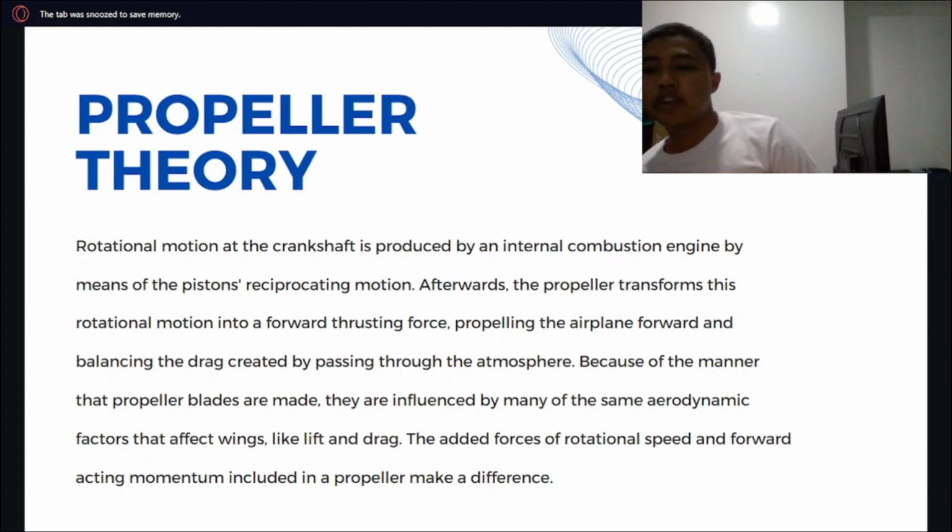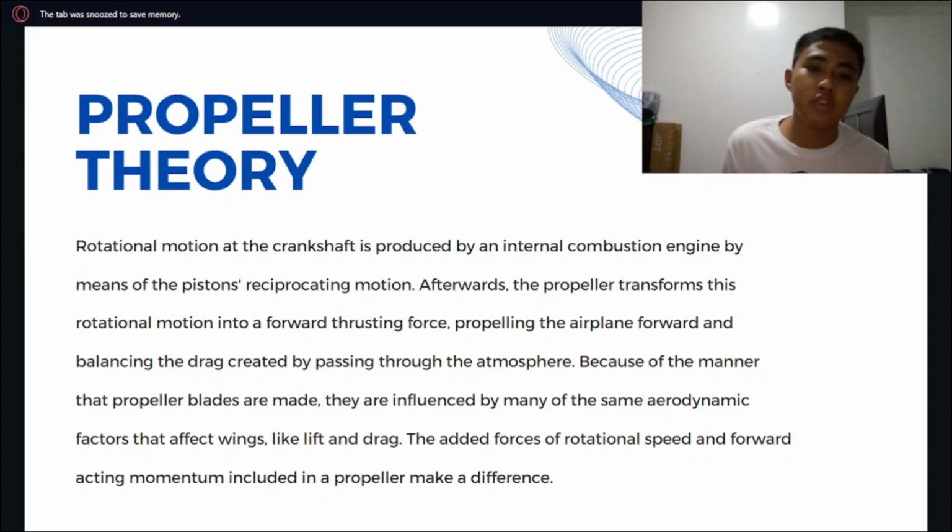In the propeller theory, rotational motion at the crankshaft is produced by an internal combustion engine by means of piston reciprocating motion. Afterwards, the propeller transforms this rotational motion into a forward thrust force, propelling the airplane forward and balancing the drag created passing through the atmosphere.